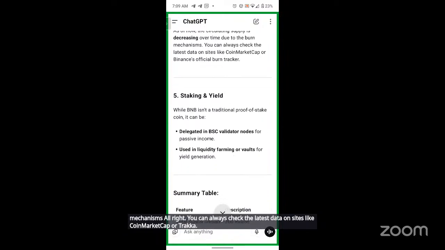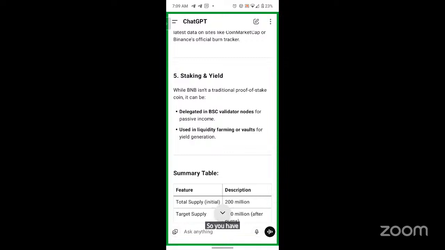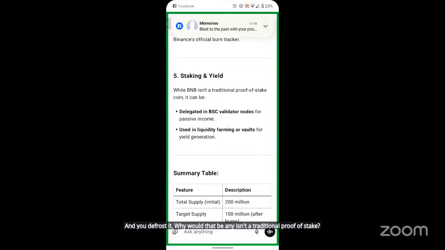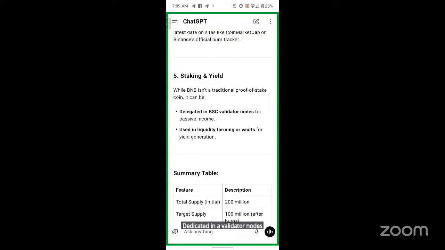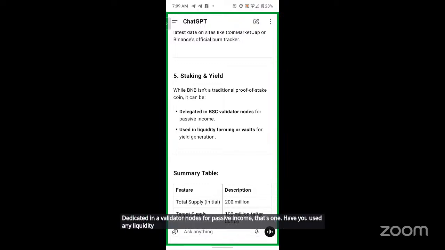So you can calculate the burn. BNB has staking and yield. People can stake BNB and earn profit. Although BNB isn't a traditional proof of stake coin, it can be delegated to BSC validator nodes for passive income. That's one. It is also used in liquidity farming and for yield generation.